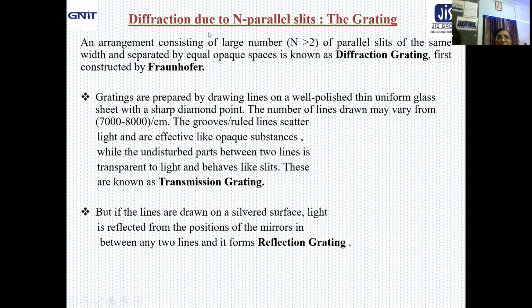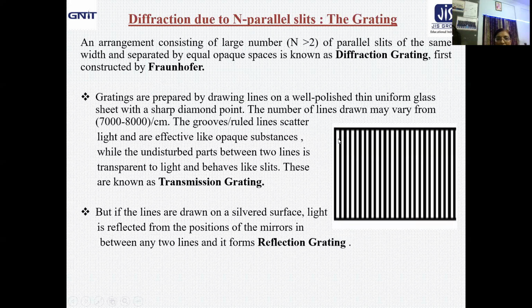Now, diffraction due to n parallel slits, where n is greater than 2, that is number of slits greater than 2, in general is called the grating. The arrangement consisting of large number of parallel slits of same width and separated by equal opaque spaces in general is known as diffraction grating. It was first constructed by none other than Fraunhofer.